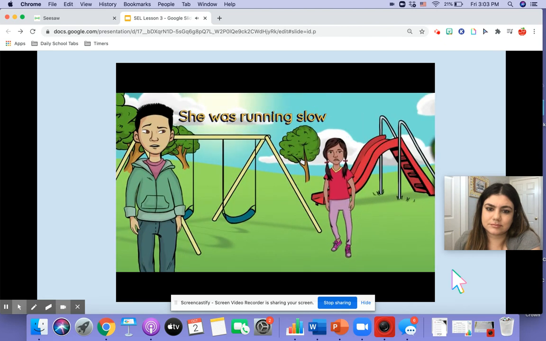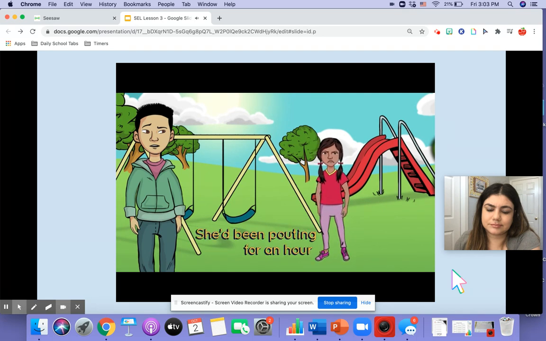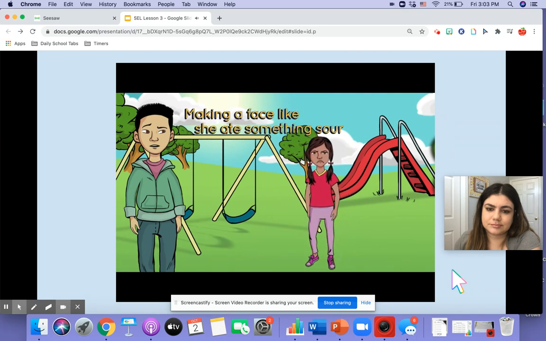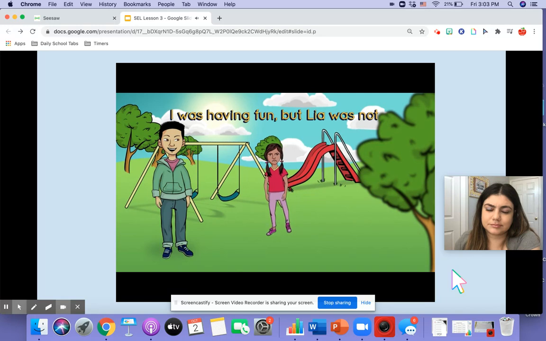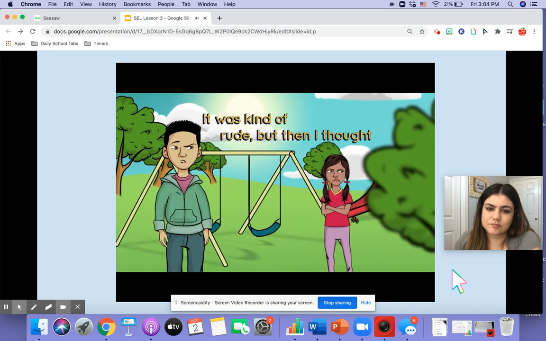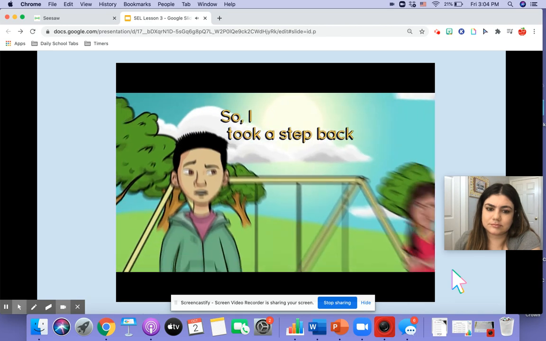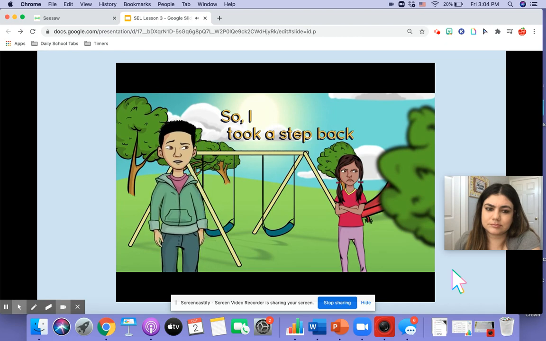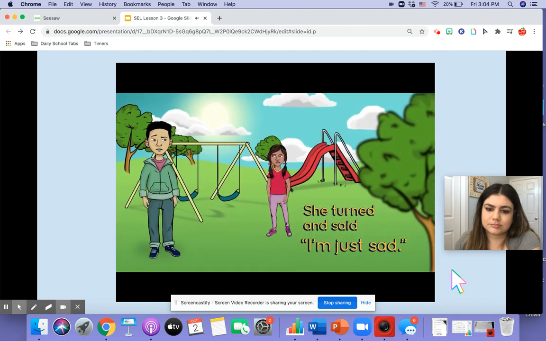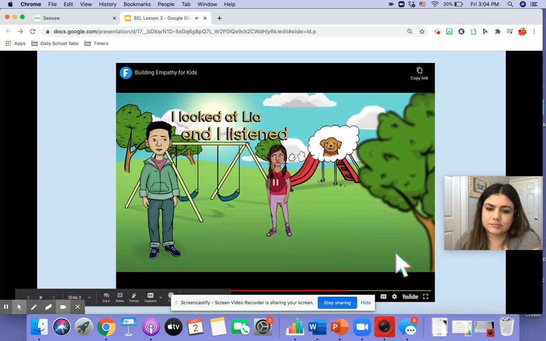She was running slow like a turtle that's limping. She'd been pouting for an hour, making a face like she ate something sour. I was having fun, but Leah was not. I tried to say hi, but she turned away. It was kind of rude, but then I thought, when I'm upset, sometimes it's hard to talk. So I took a step back. She turned and said, I'm just sad. My dog ran away. He's missing.